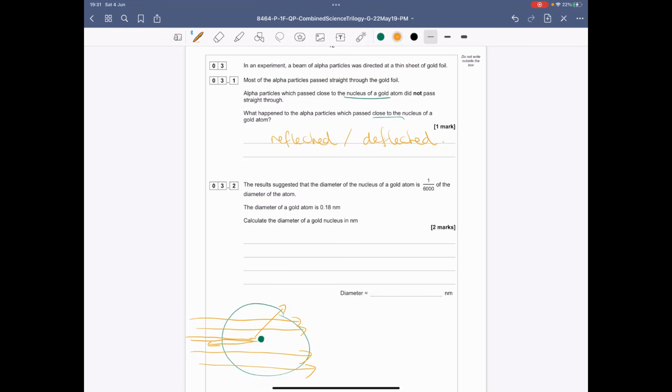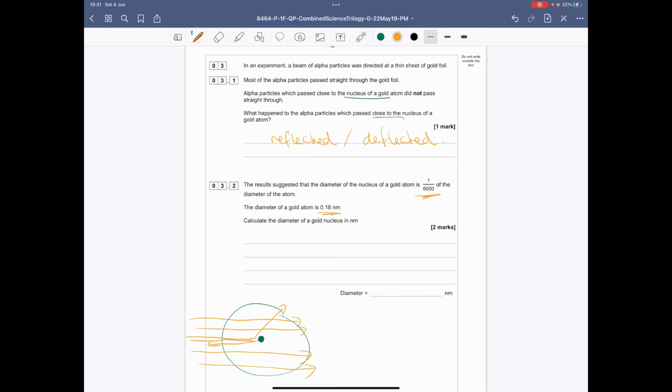Question 3.2. The results suggested that the diameter of the nucleus of a gold atom was 1/6000 of the diameter of the atom. The diameter of a gold atom is 0.18 nanometers. Calculate the diameter of a gold nucleus in nanometers.